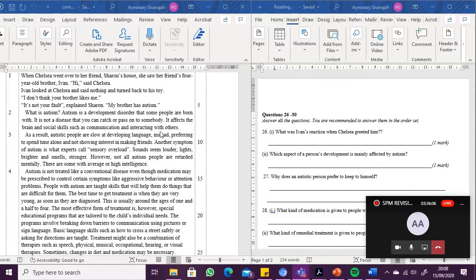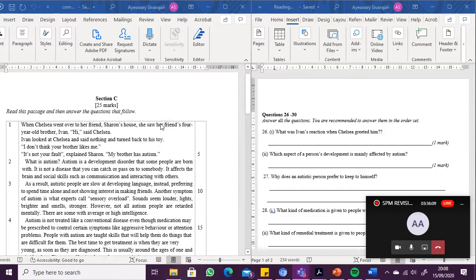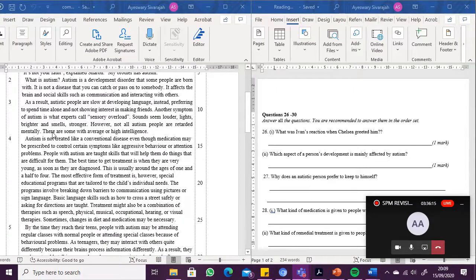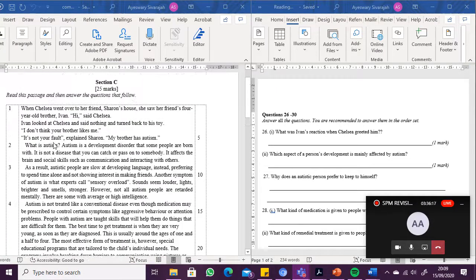One is read the passage first if you want. If you want to read the passage, just skim through. When I say skim through, I don't mean read like you're reading a storybook. Read in terms of just wanting to know what the context is about. So just do a fast read.